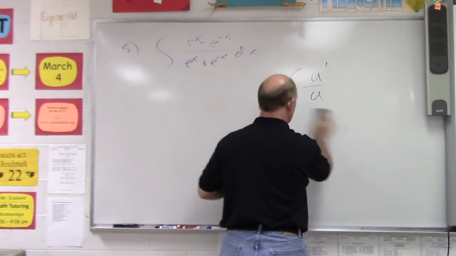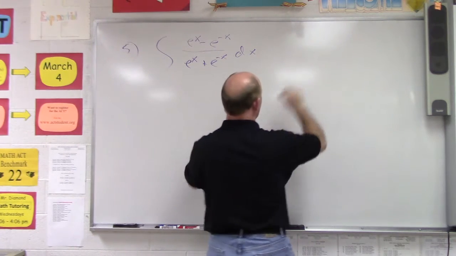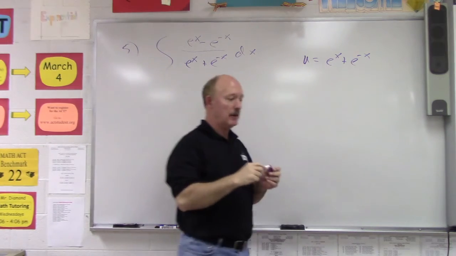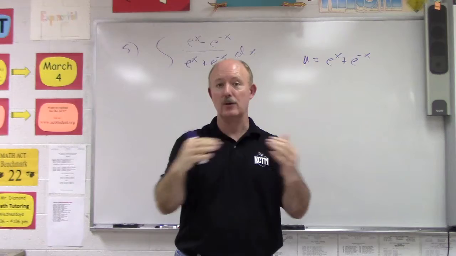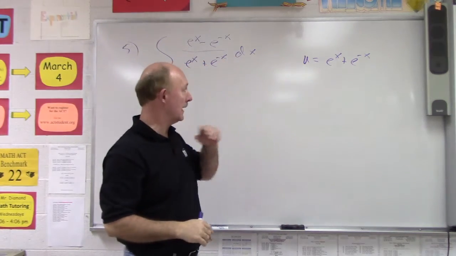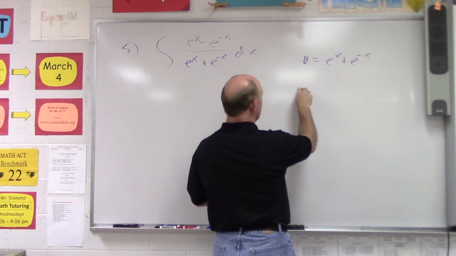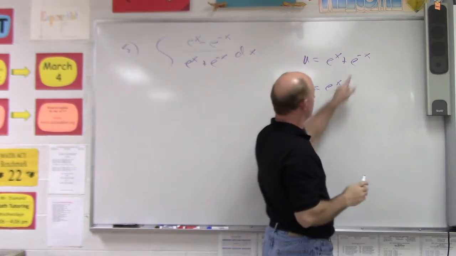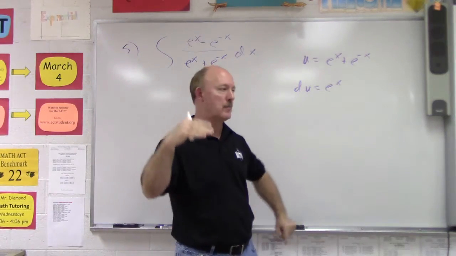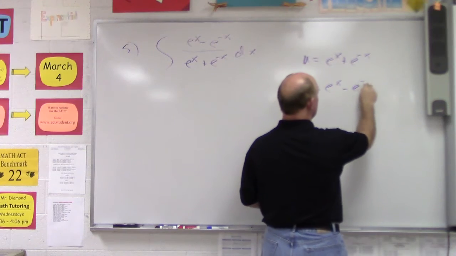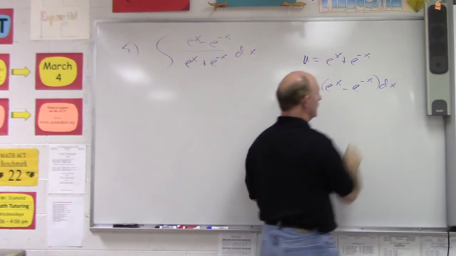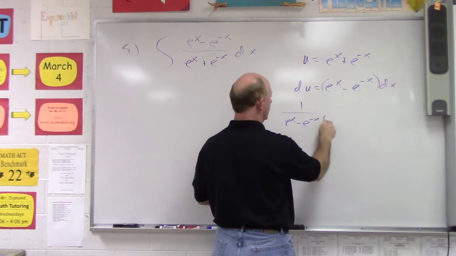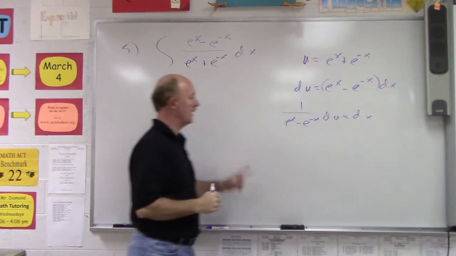So we'll start off and let u equal the bottom of the fraction, so u equals e to the x plus e to the negative x. If you can see the answer right now, you can actually skip this step, because I can pretty much tell what our answer is going to be. Now, du is going to equal e to the x, and the derivative of e to the negative x, if you remember from our last video, is negative e to the negative x, dx. Dividing both sides gives us 1 over e to the x minus e to the negative x du equals dx.